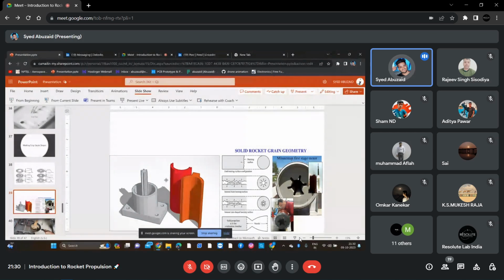If you wish to make a small rocket, you can just give it a ring shape. No need to make a star shape or another shape, because the shape depends on the purpose. In different types of missiles, short range and long range, they also use different shapes of grain.